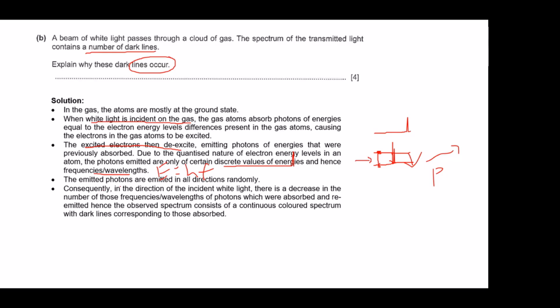As the photons are emitted, they come out in all directions randomly. So there's actually a decrease in the number of these frequencies that were absorbed and re-emitted. That's why there are dark lines on a colored background. Well, this question did not ask for the appearance of the absorption spectrum. But these are actually dark lines on a colored spectrum.